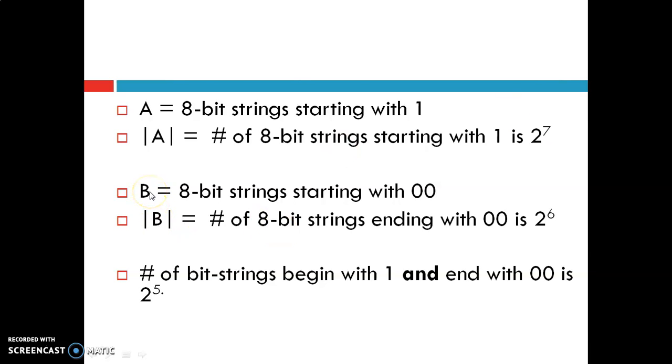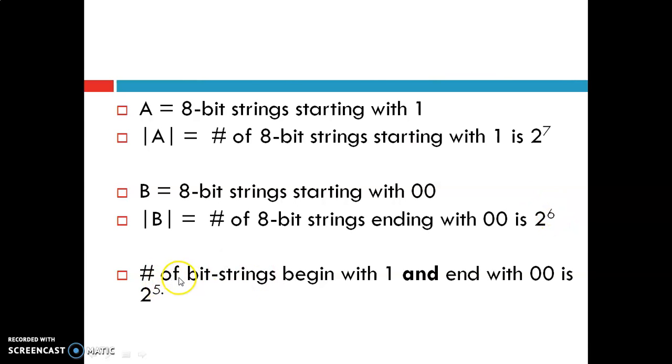B is the second system, which says 8-bit strings ending with 00. The cardinality of such a system is 2 raised to 6, because the last two bits are fixed and the remaining bits we can change. So 2 raised to 6.